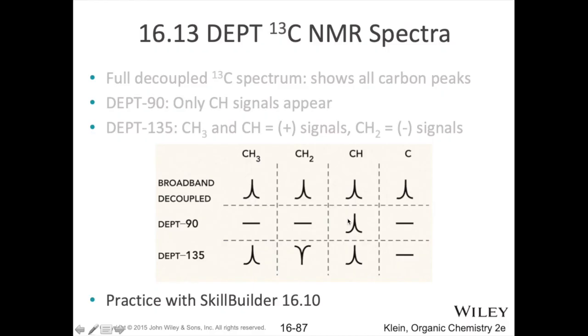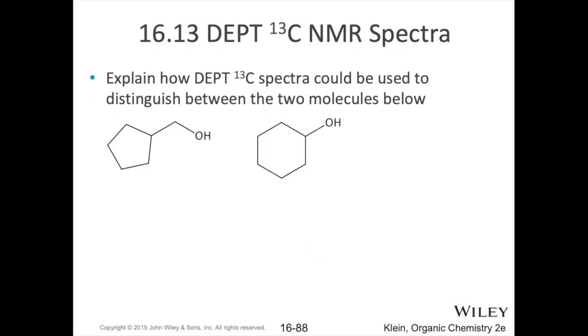Okay, so DEPT 90, of course, like the regular spectrum, will have all carbons show up. But for DEPT 90, only methine carbons show up, and for DEPT 135, methine and methyl carbons show up as regular peaks, but methylene carbons have negative peaks. Okay, so with that in mind, have a look at these two molecules and ask yourself, how could DEPT carbon-13 spectra tell the difference between these two?